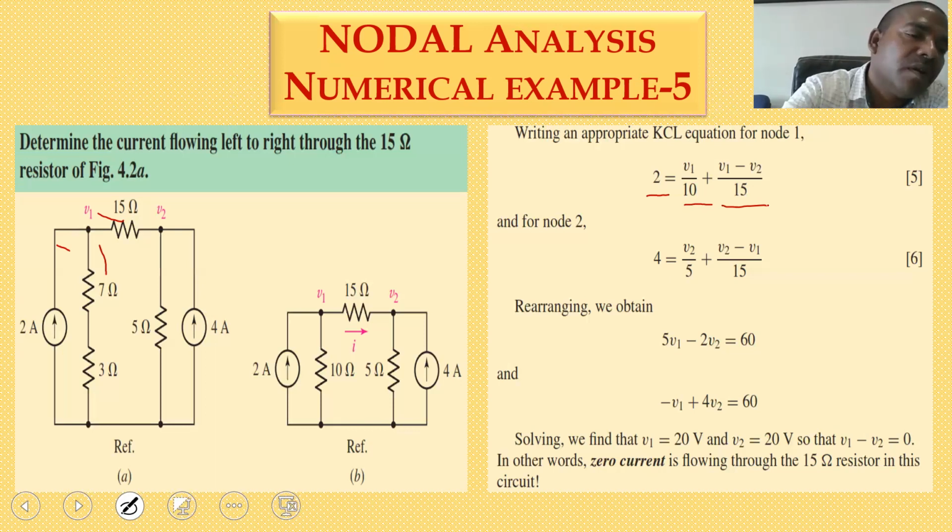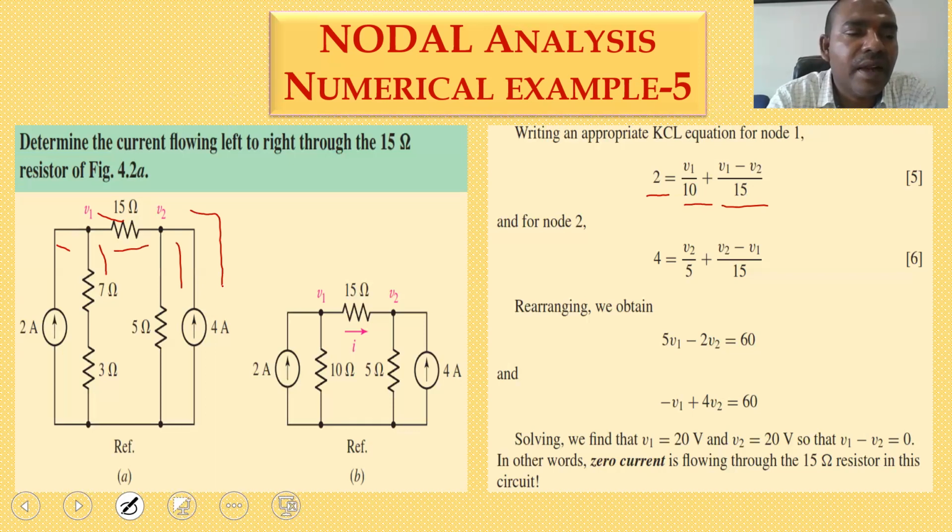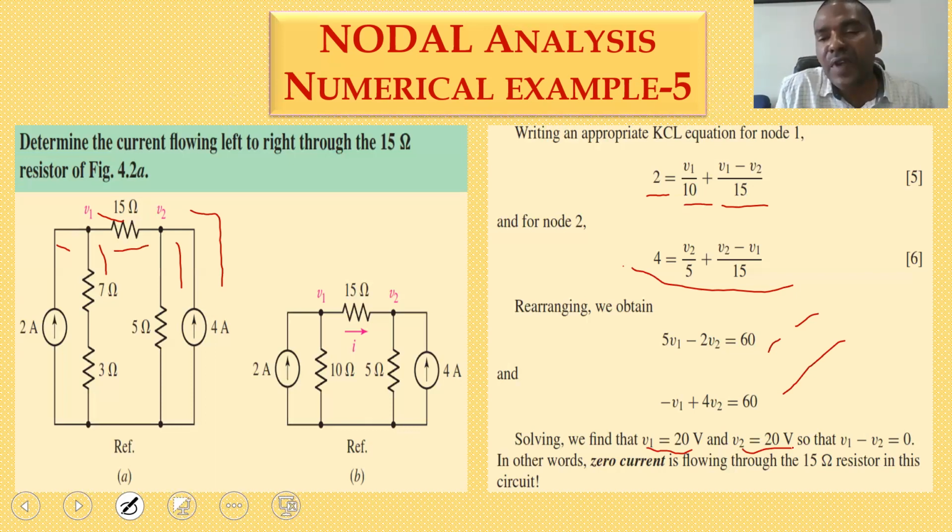Going for the second node. Here also you are having three currents. So (V2 minus V1) by 15 plus V2 by 5 is equal to 4, or 4 is equal to V2 by 5 plus (V2 minus V1) by 15. So two equations, two unknowns. If you go for Cramer's rule, you can get V1 is equal to 20 volts, V2 is equal to 20 volts. So now the two voltages are the same values.